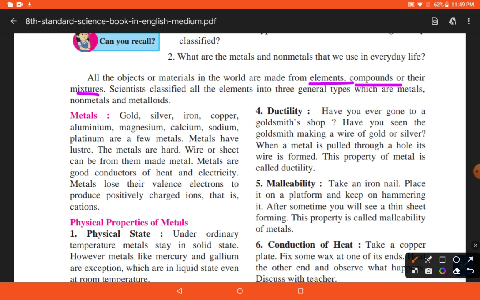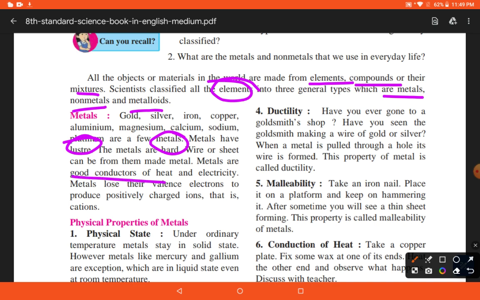Now, all the objects or materials are formed of elements, compounds and their mixtures. I told you that elements are classified into metals, non-metals and metalloids. Now, what are metals? Some examples of metals we already know. Jewelry is made up of gold, silver, platinum. Then we have iron, copper, aluminum, magnesium, calcium, sodium. So many metals are there. And what are the properties of a metal? It has luster, it is hard, it's not brittle. We can have wires and sheets made up of metals.